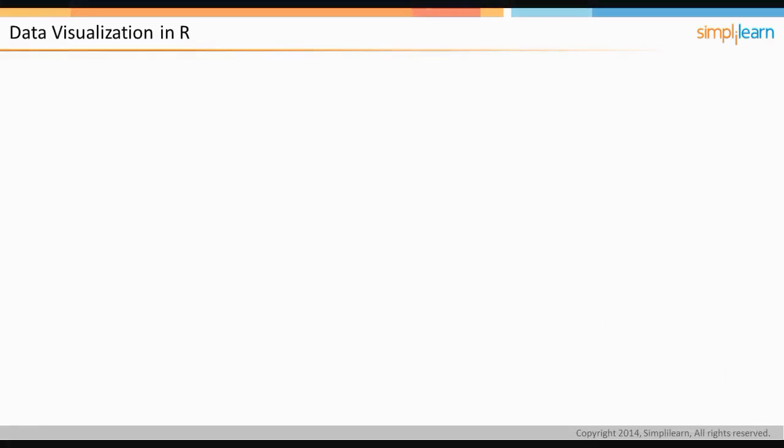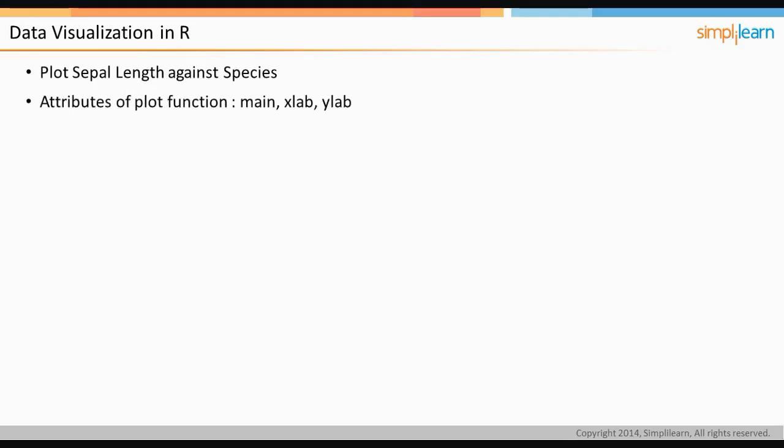The plot function can be used to create scatter plots of one variable against another. For example, let us plot sepal length against species. We will use a few optional attributes of the plot function. Main, to specify the title of the plot. xlab, the x-axis label. ylab, the y-axis label.